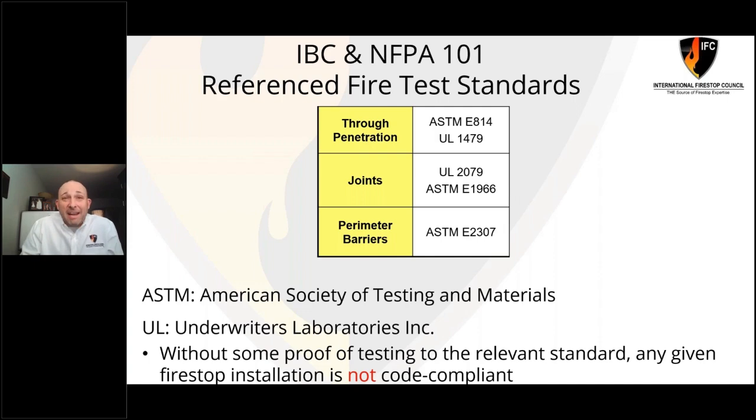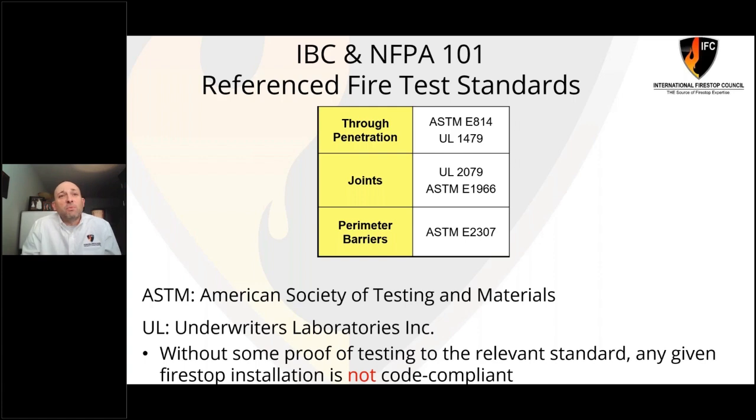So here's some of those standards that have now been adopted into the code. You'll see an ASTM and a UL version for each of the ones that we're going to go through today: through penetrations, joints, and perimeter fire barriers. If you think of ASTM as your base standard, it's your F rating. Everyone's familiar with F, flame, or fire rating. And then you have a T rating or a temperature rating. So we'll get into what each of those mean in a little bit.